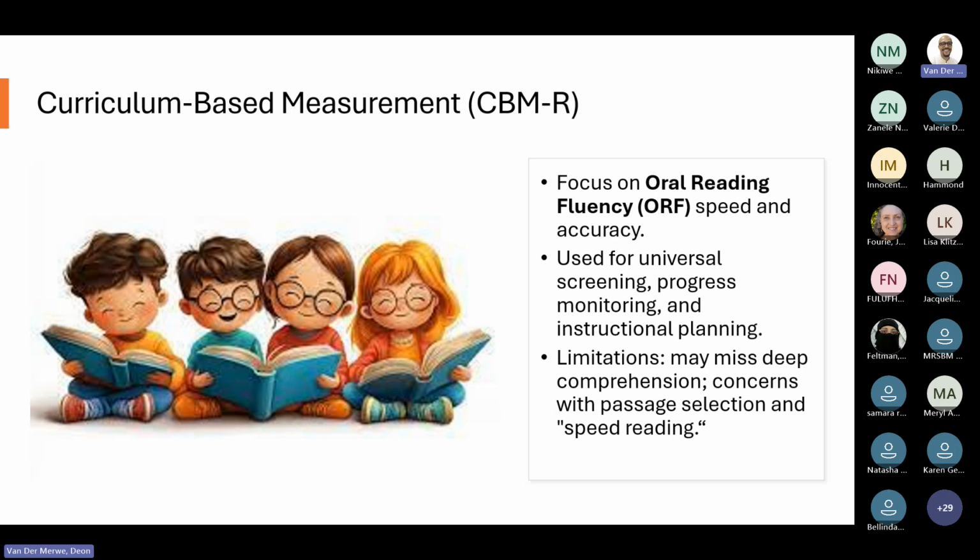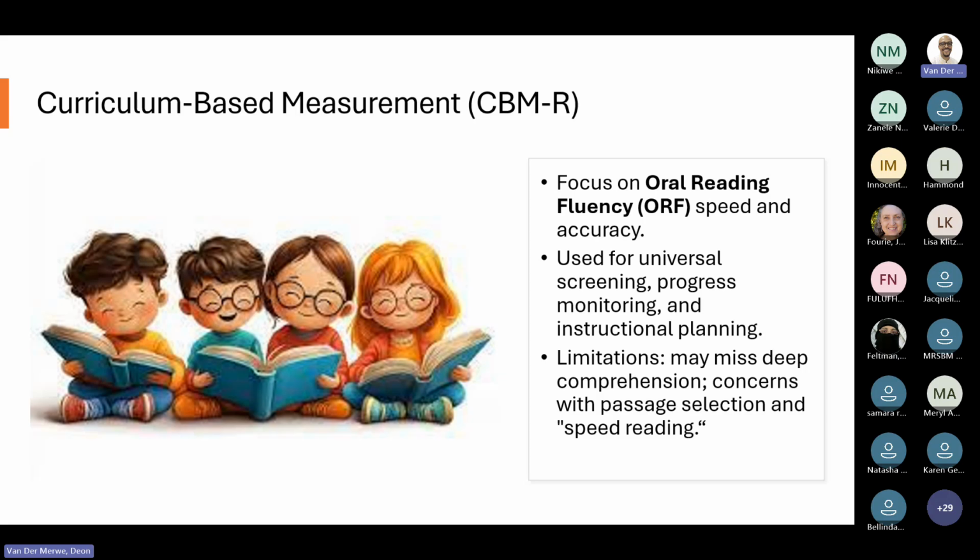And then we have the curriculum-based assessment. The curriculum-based assessments involve using the actual curriculum materials to assess the learners.